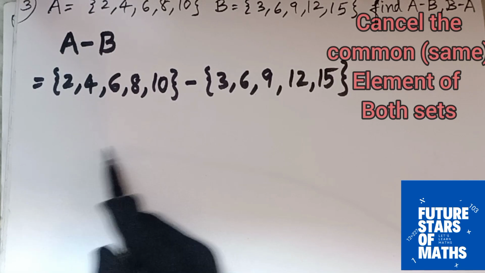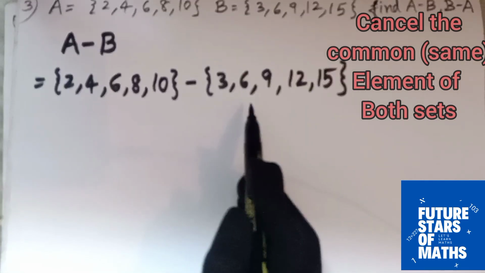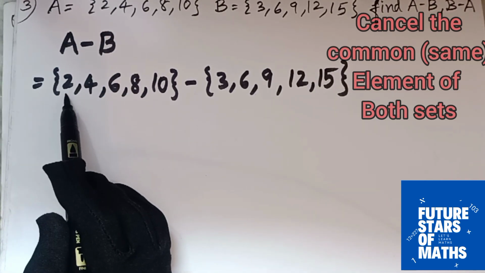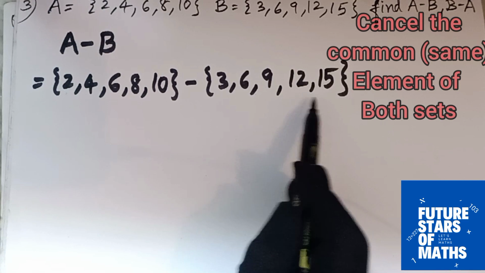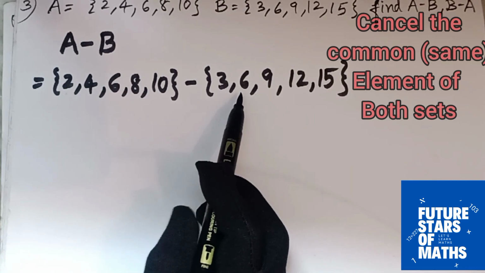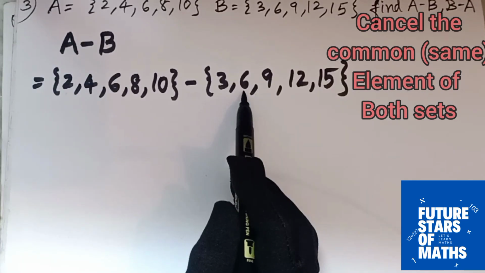Now, how to do the subtraction? First, we have to see the elements which are common in both the sets. So, we'll check that. Here we have 2. In this set, we don't have 2. Next element is 4. Here we don't have 4. Now, the next element is 6. In this also, we have 6.